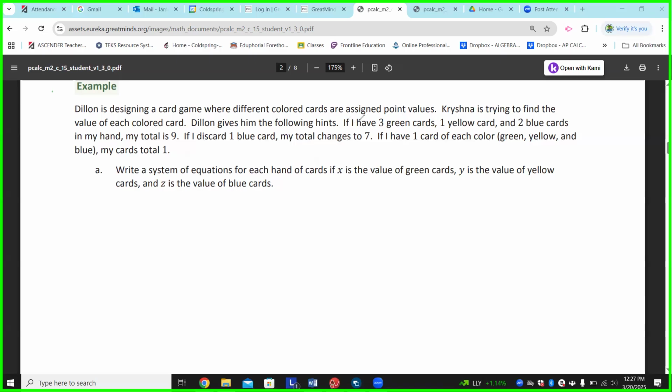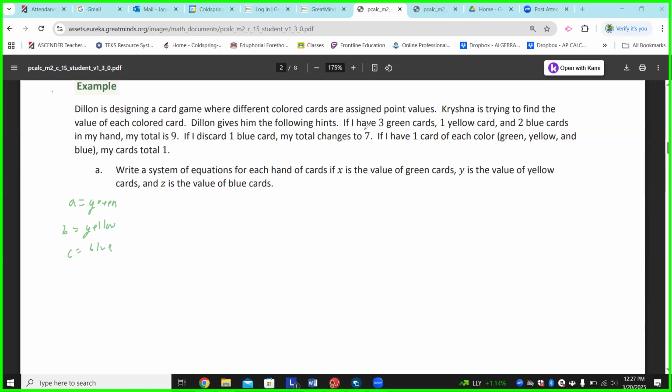No. If I have three green cards, one yellow card, and two blue cards in my hand, my total is 9. That gives me some information. What are my three variables? Okay, what are you letting A represent? Perfect. Always label what your variables are so when you go back and solve, you know what each one represents.